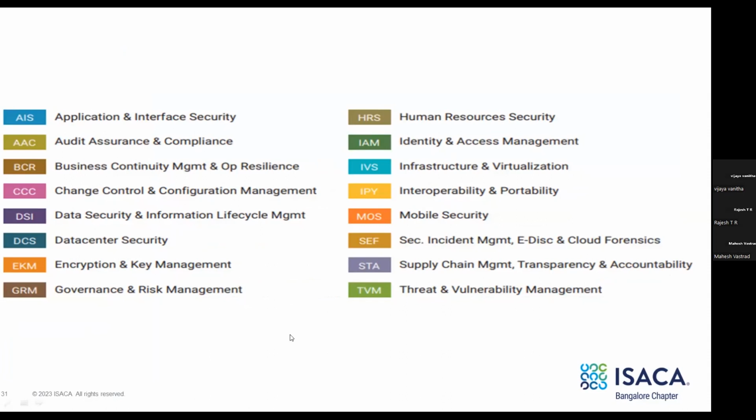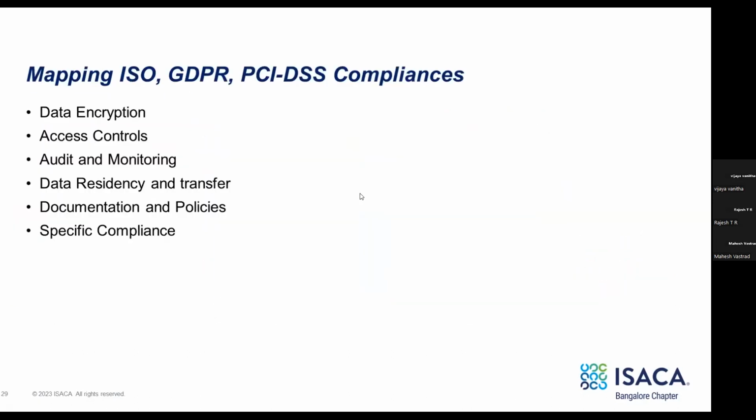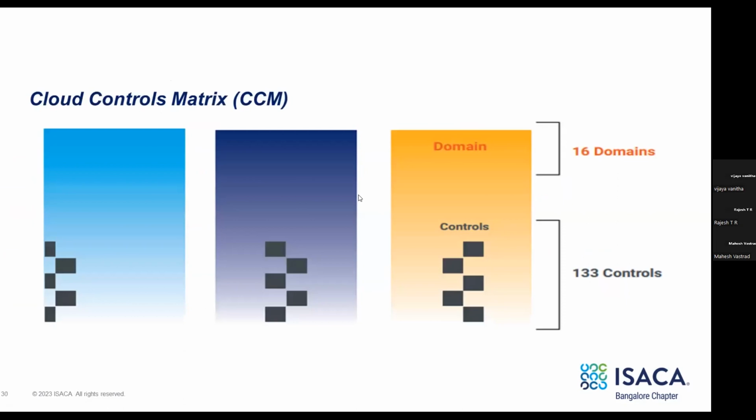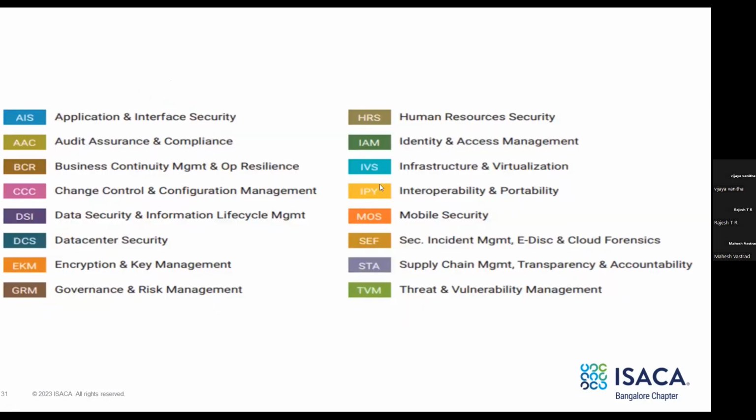Governance and risk management. Human resource, security, identity and access management, infrastructure and virtualization. So these are the controls we are going to apply. Map with these compliance, any compliance you can take. We are going to map with the cloud controls matrix. Based on that, we are going to assign risk levels. It may be high, critical, medium. And then again, we are going to mitigate those risks based on that risk. It may be asset based, threat based.